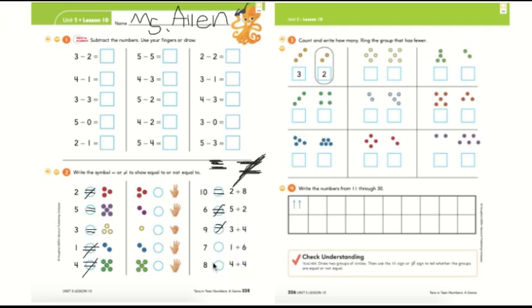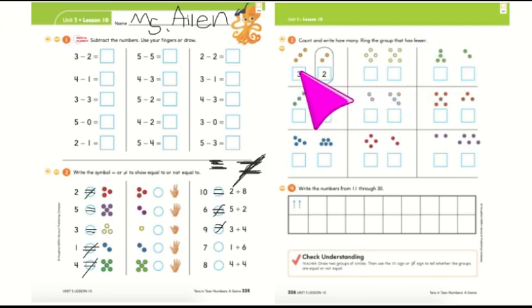These ones are going to be tricky, friends, but remember, you're comparing this side to this side. If they're the same, you do an equal sign. If they're not the same, you do a not equal sign. Just try your best on this bottom part. Next, on the back, you are going to be counting and writing how many, and then circle the group that has fewer. Fewer means less.